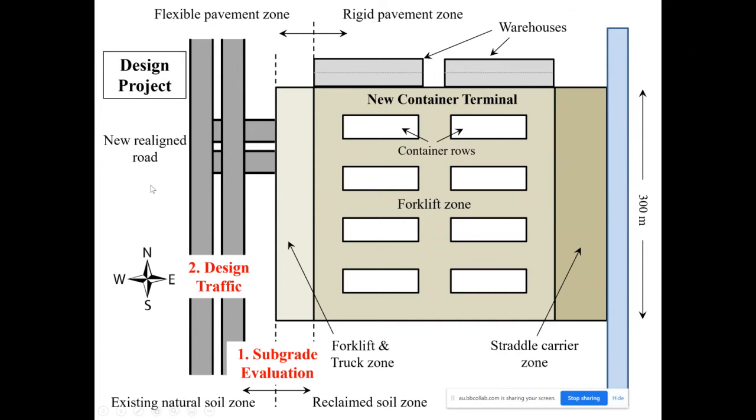After the determination of the design traffic, now you have the input data: the CBR value for the subgrade, or elastic properties for the subgrade. Also, you know what the load is. This traffic is the load. Based on these input data, now you can design the flexible pavement for the road. And we are going to design different types of pavement.